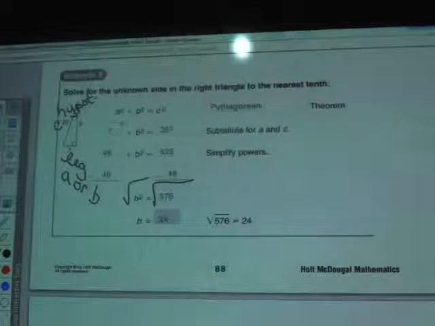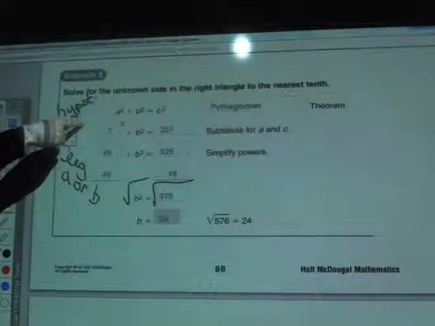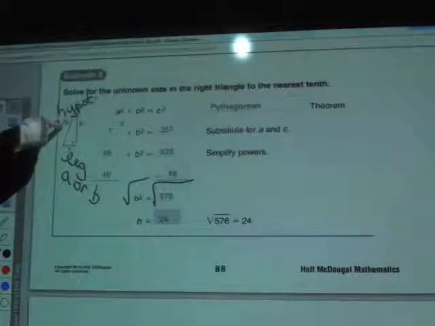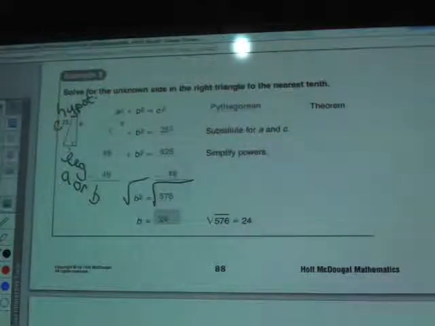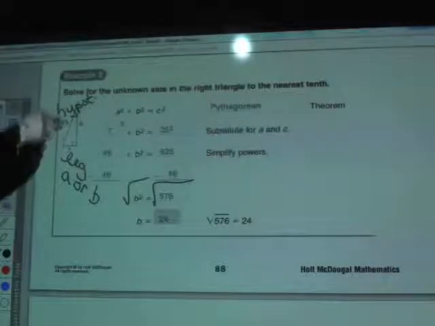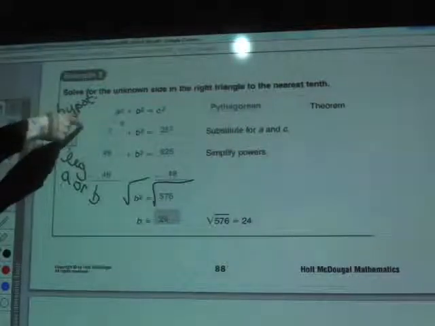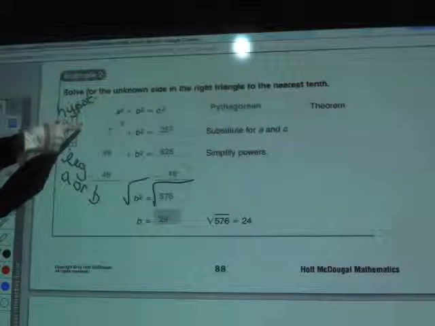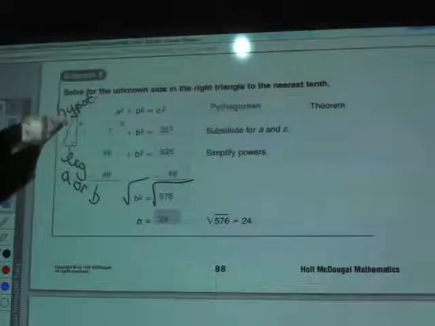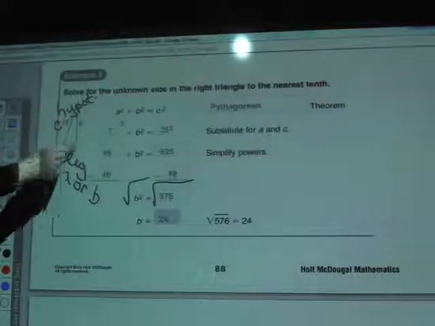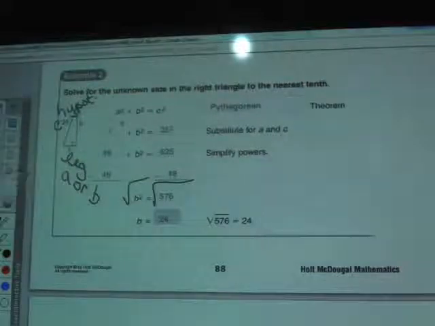And that is actually correct. You can now test it. Do 7 squared and 24 squared and add it up. It should be the same thing as 25 squared, which is 625. Remember that this side here, the hypotenuse, is the biggest number. So 25 is the biggest number I can have on this triangle. So if I would have gotten that b was 27, I would have known I did something wrong, because this side, 25 being the biggest number, everything else has to be less than 25.